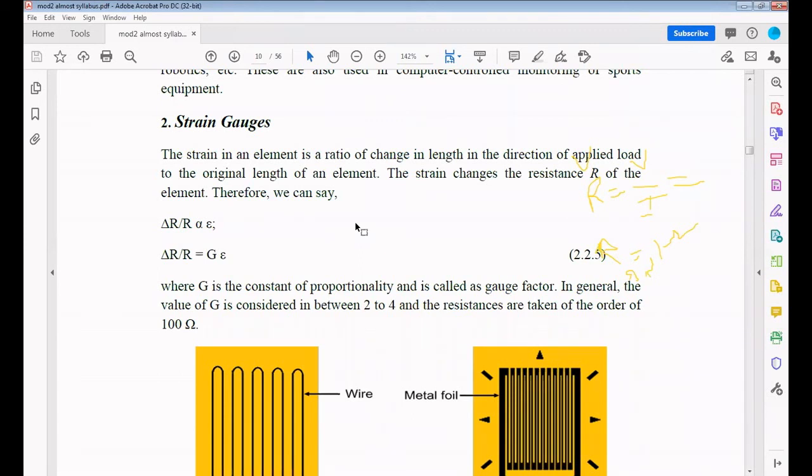Majorly here we are applying some stress on any substance or any material. The length and the cross sectional area will change. If the cross sectional area changes, the resistance will change. According to the resistance, the value will change, and when the value changes, the electrical energy also changes.